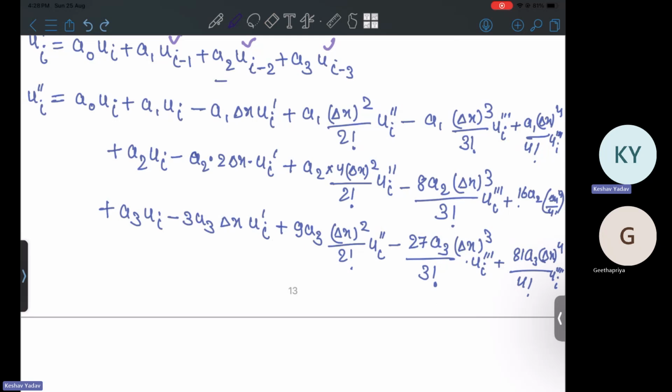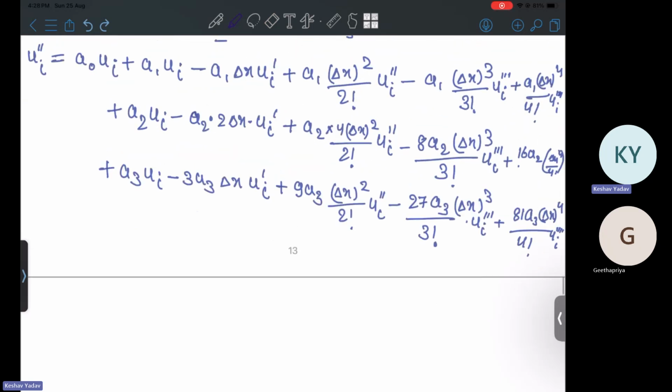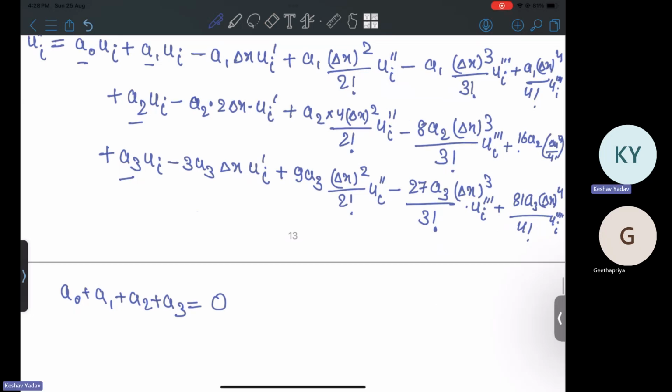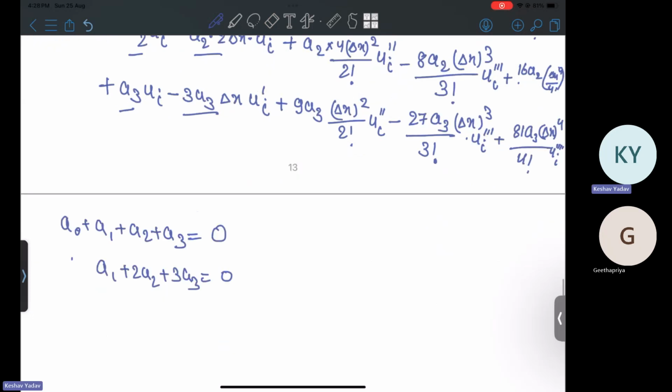Okay. So simply I will equate this now. So first equation, what I will get from here? I will get this, this, this, this. This is the terms of ui. From comparing ui, I will get a0 plus a1 plus a2 plus a3. That will be equal to what? 0. Since in LHS there is no term of ui. Similarly, this term and this term summation will be equal to 0. So what? a1 plus 2a2 plus 3a3, that will be equal to 0.